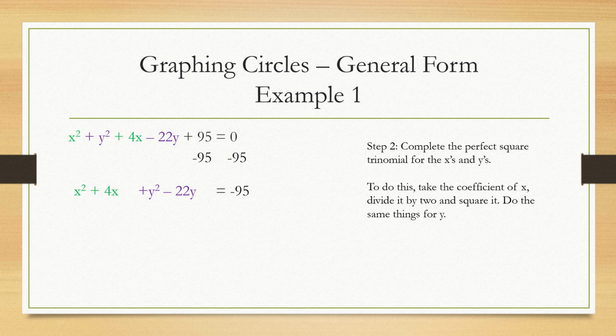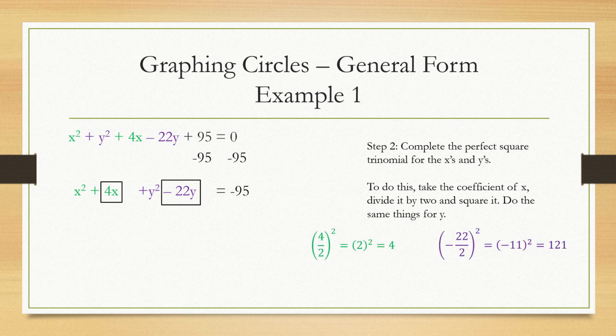So for this step, we're going to take a look at these terms. Notice that the coefficient here is positive 4, and the coefficient here is negative 22. We're going to take those two numbers, divide them by 2 and square them. When you do that for 4, you get 4. For negative 22, you get negative 22 divided by 2, that's negative 11 squared, and you get 121.